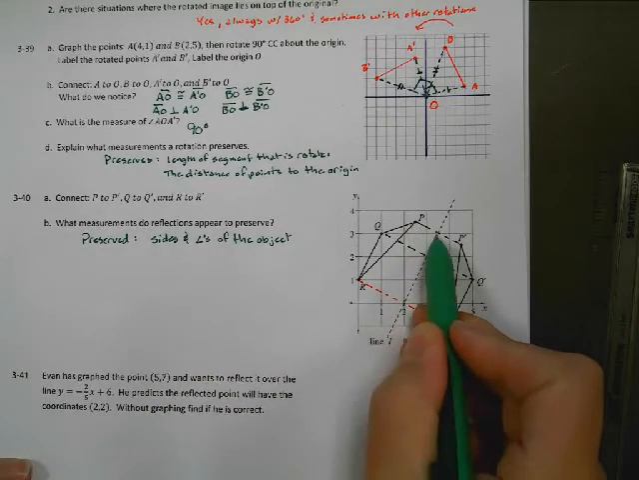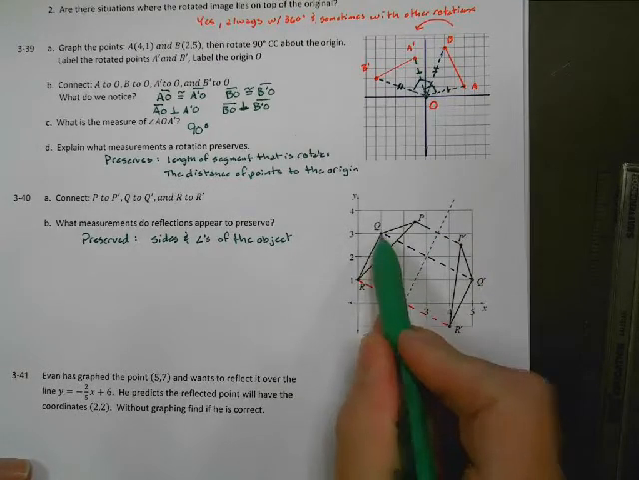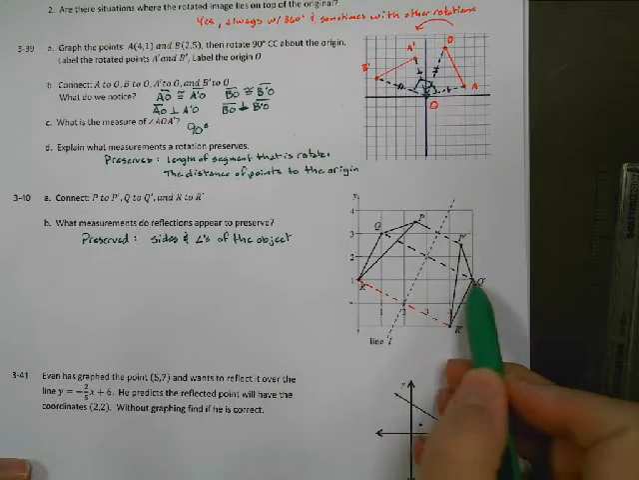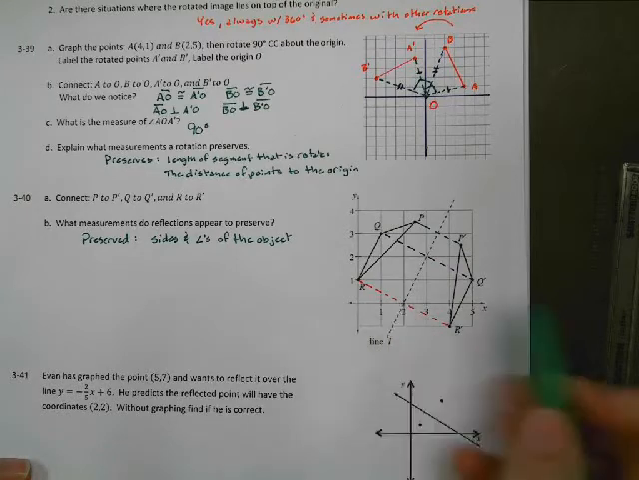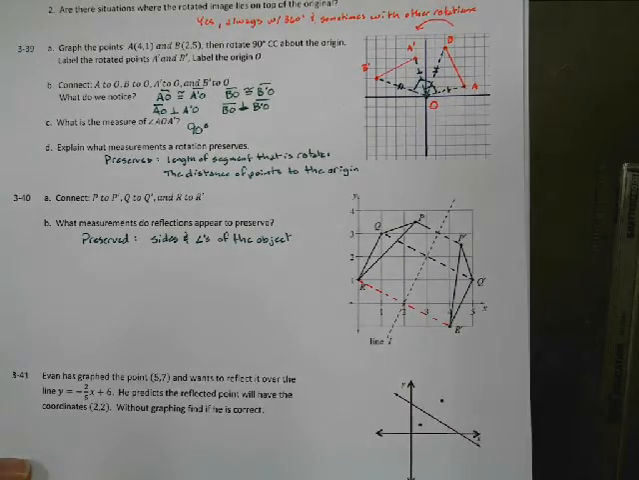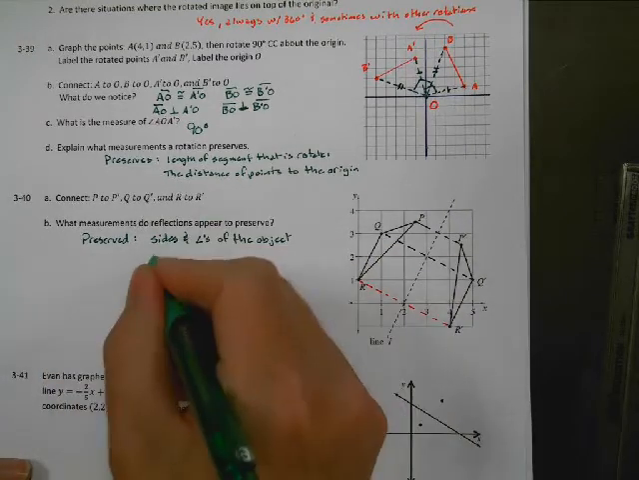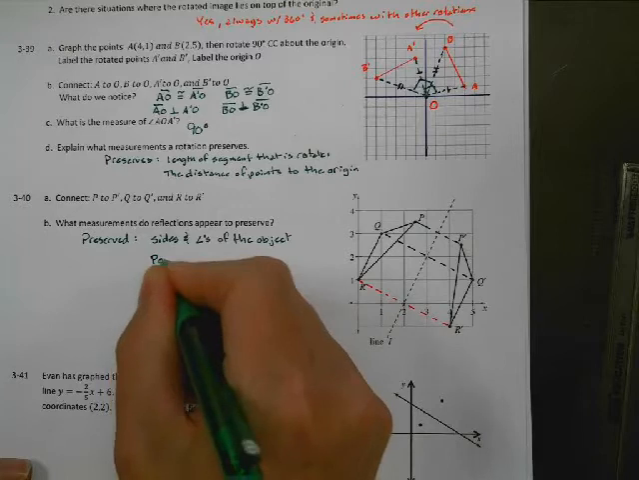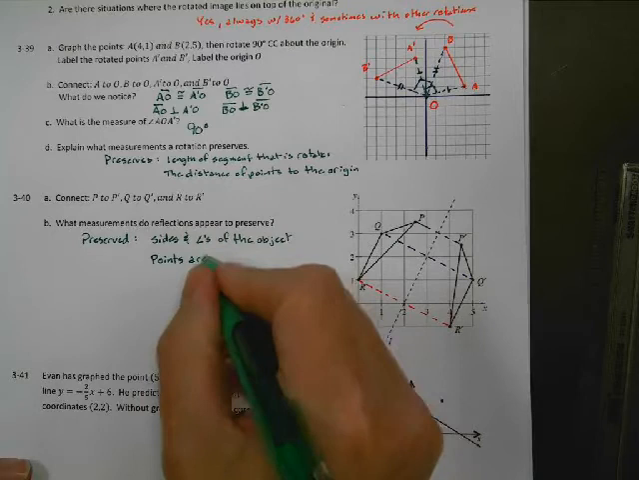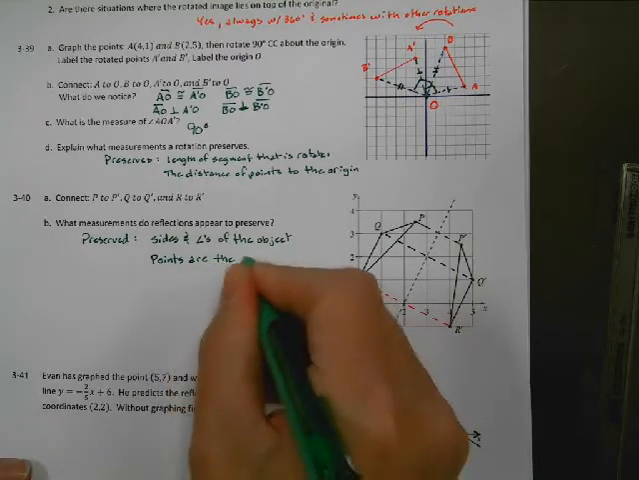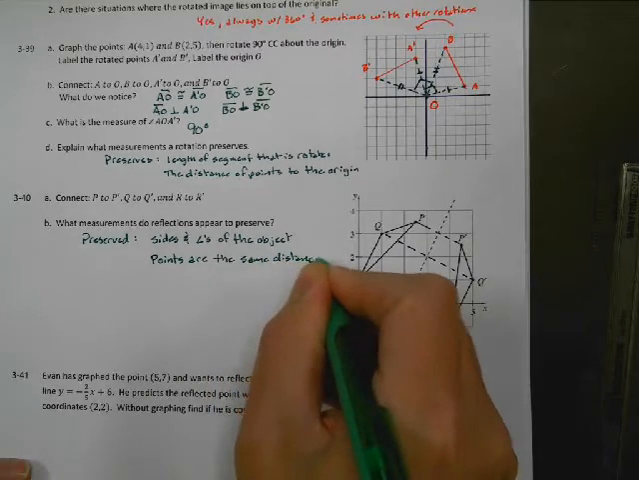Okay, here's something else that's being preserved. P to the line of reflection is the same distance as P prime to the line of reflection. Q to the line of reflection is the same distance as Q prime to this line of reflection. R to the line of reflection is the same distance as R prime is to the line of reflection. So the other thing that we notice is that the points are the same distance to the line of reflection.